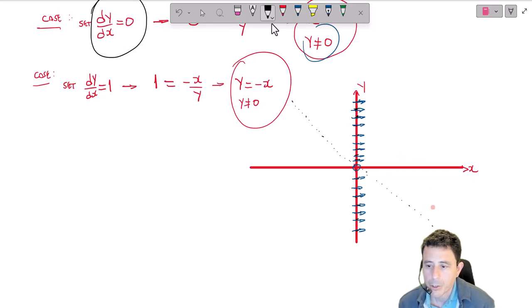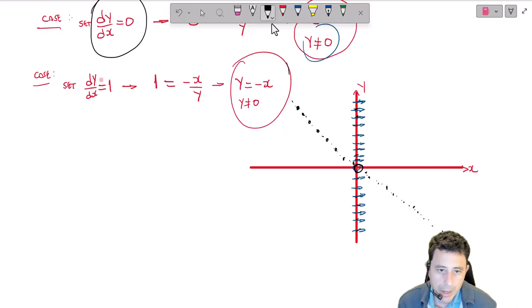Right? So remember that this line here is where y equals negative x. What is happening along this line? These are all the points. Here it's open. What is happening at these points which satisfy this information here? What is happening there is that the derivative of y with respect to x is 1.